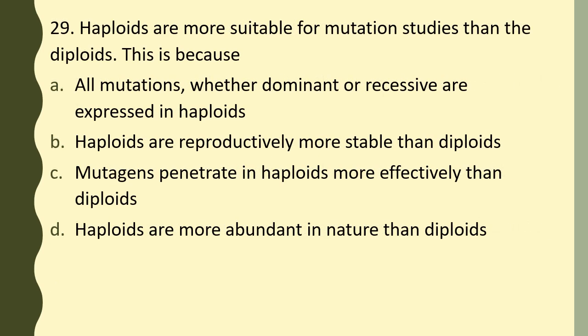Question number 29. Haploids are more suitable for mutation studies than diploids. This is because all mutation, whether dominant or recessive, are expressed in haploids. Haploids are reproductively more stable than diploids. Mutagens penetrate in haploids more effectively than diploids. Haploids are more abundant in nature than diploids. Haploids are more suitable for mutation studies than diploids because. Correct answer is option A. All mutation, whether dominant or recessive, are expressed in haploids.